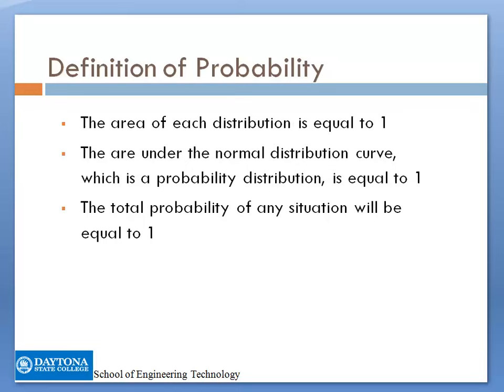Also, when we go over the different distributions, you need to be aware that the area of each distribution is equal to 1. We saw this when we were working with a normal distribution curve and using the Z formula. The area under the normal distribution curve is always equal to 1, and that was the way that we could solve those problems. So the total probability of any situation will be equal to 1 as well.